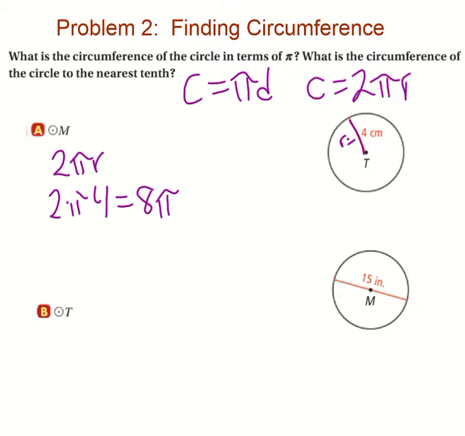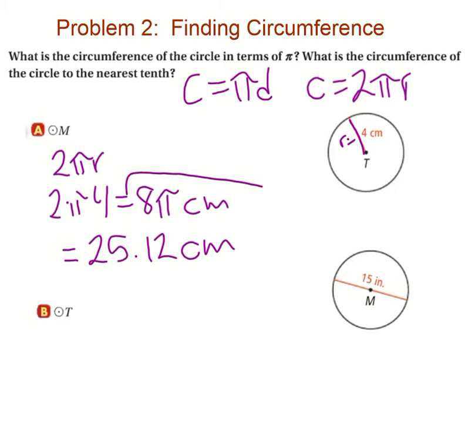Now, if we're going to find the circumference to the nearest tenth, we're going to use 3.14 today as our approximation for pi. We go 8 times 3.14, and we get 25.1 centimeters. So we put that label on both of these. We can do the same thing with this next one.